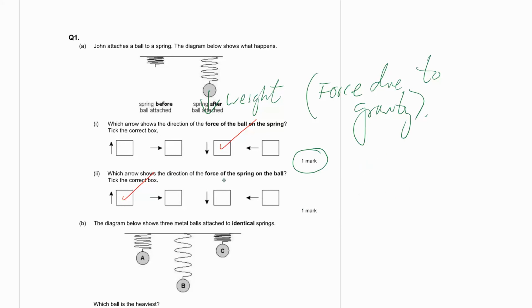Which arrow shows the direction of the force pulling on the spring? Tick the correct box. So the spring is pulling upwards. The ball is still attached, and the spring is holding the ball up essentially, which is why the spring is getting stretched.